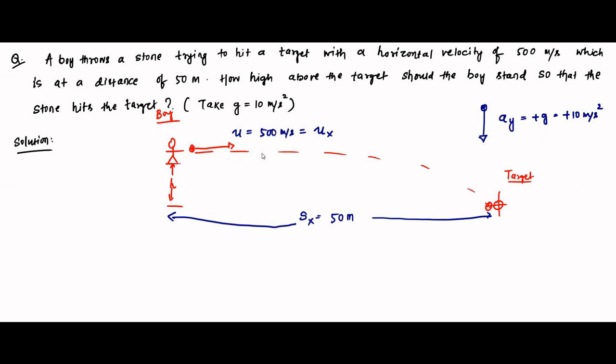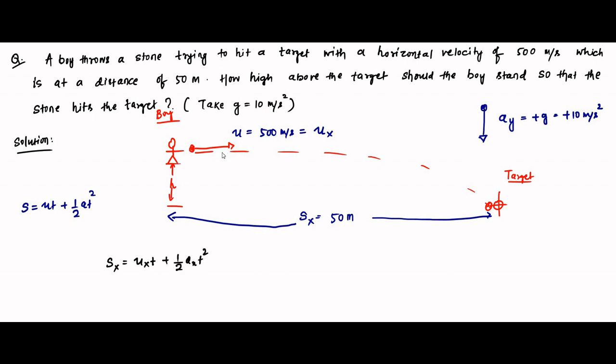Now simply we have to use this particular equation of motion, S is equal to ut plus half at square, and we have to resolve it into two components, because in motion in a plane or projectile motion, both x and y components are taken into consideration separately, they are analyzed separately. So first, Sx is equal to ux t plus 1/2 ax t square.